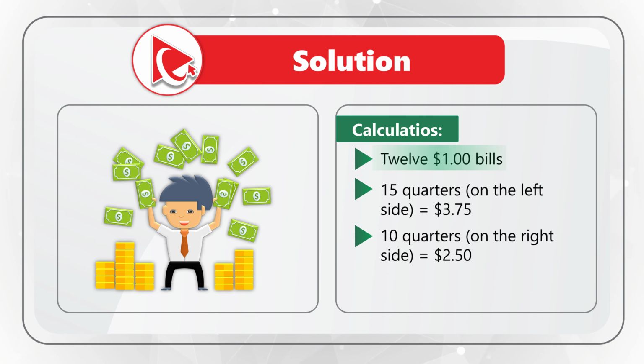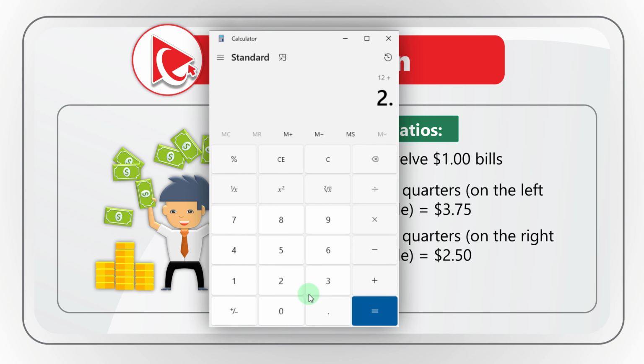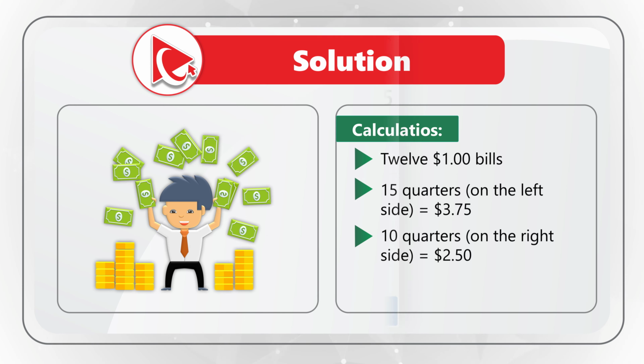Obviously, 12 $1 bills is $12. 15 quarters is $3.75. 10 quarters is $2.50. $12 plus $2.50 plus $3.75 equals $18.25. Did you count differently? Do you have a different answer? Please make sure to post your solution in comments.